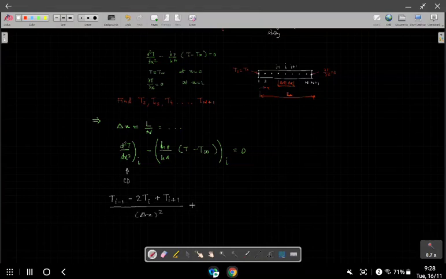This is done. Minus this hP and K, if these are given values, this can be a constant. So this will be a number. So T at I, and that minus becomes plus hP over kA T infinity equals to 0.